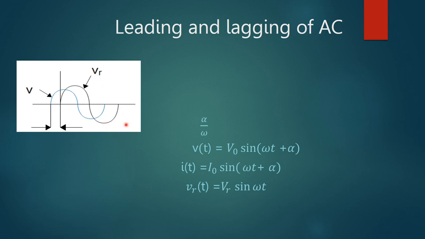That means we learn that if alpha is positive, then v(t) equal to V0 sin(omega t plus alpha) leads with respect to Vr, that is Vr sin omega t, and if alpha is negative, then V is said to lag with respect to Vr.